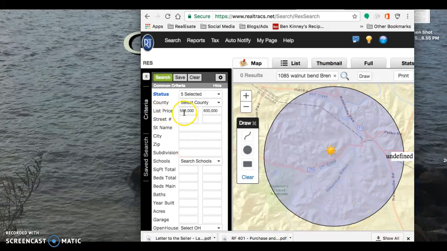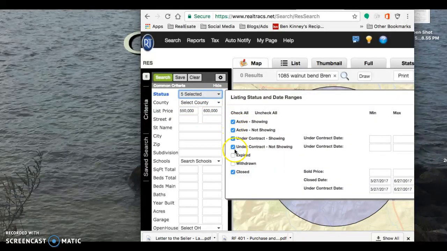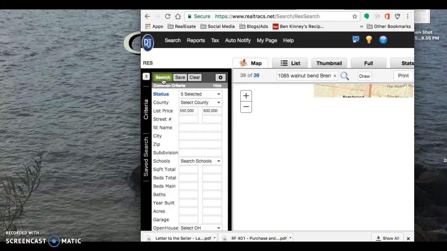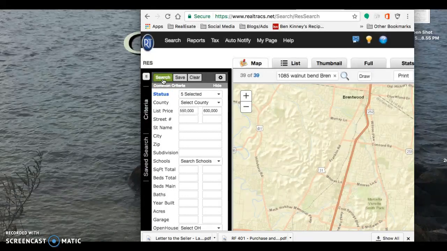So you're going to put the list price of $550,000 to $600,000. So we're using a $50,000 bracket for the price range. And then we're also going to do all actives, under contract, and closed in the last 90 days, last 3 months. And we hit search. So we have 39 properties.